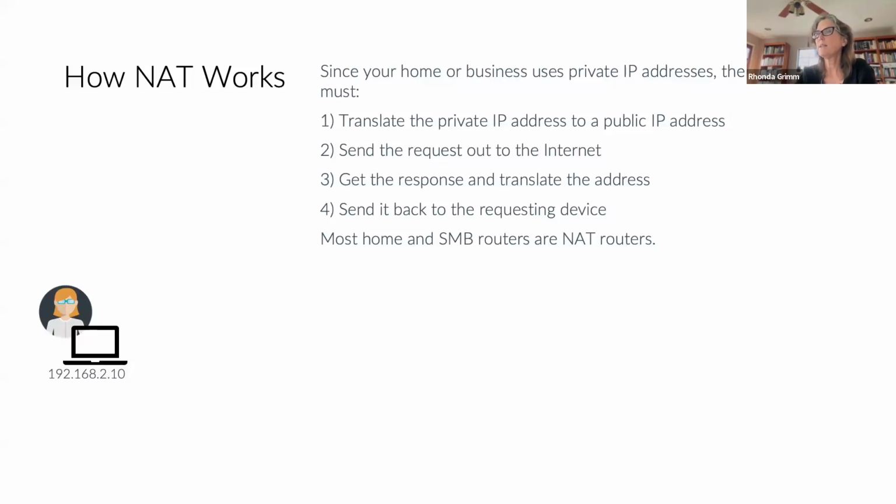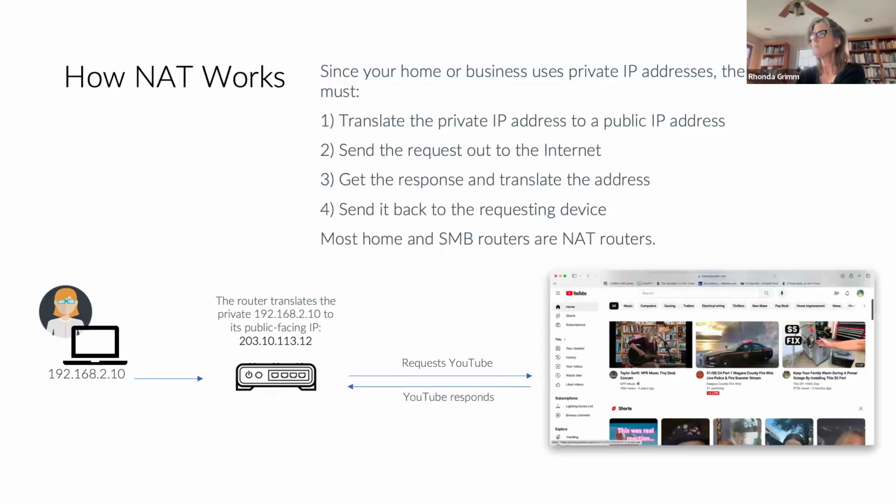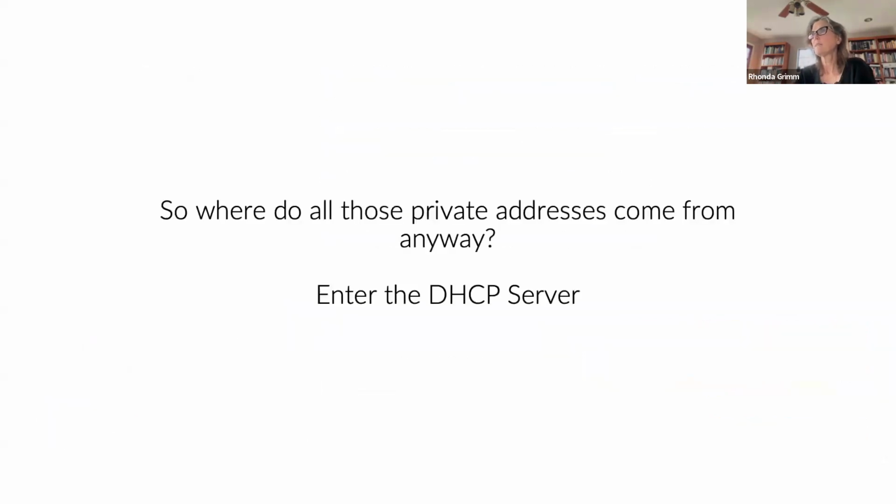Here's Alice. She's at 192.168.2, and her laptop there has a host address of 10. She sends a request to the router, and the router translates her private 192.168.2.10 to its public-facing IP address, 203.10.113.12. It sends the request to YouTube, finds YouTube, YouTube responds. The router then takes that public-facing address it has, and translates it back to her device, and she gets her YouTube page. So that's great.